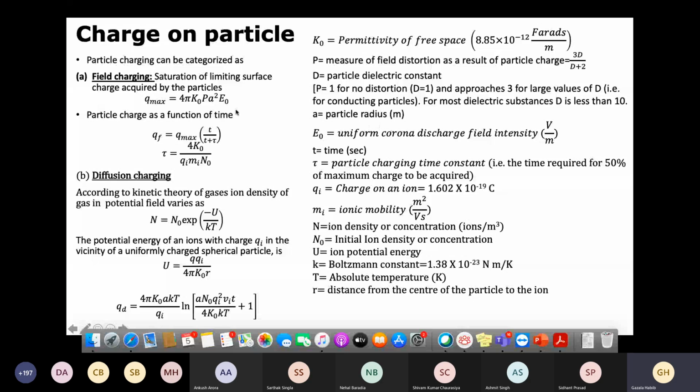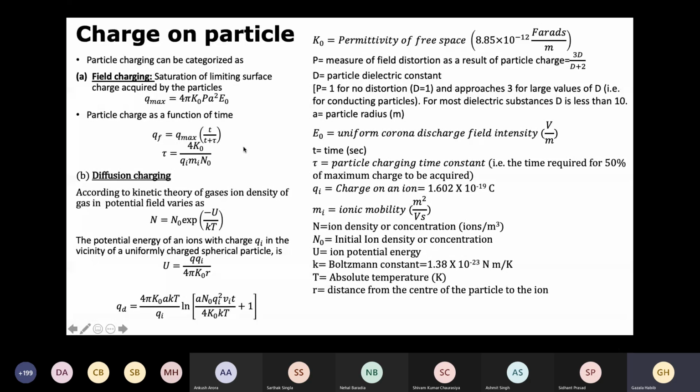a is the particle radius, and E0 is the uniform corona discharge field intensity, in volts per meter. So particle charge as a function of time can be given by q_f at any time t. Oh, one minute, I will put the pointer. It is equal to q maximum, q maximum into t upon t plus tau.